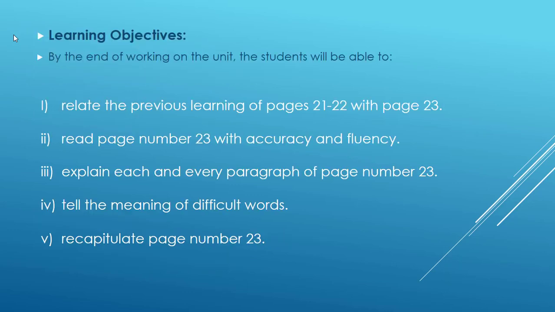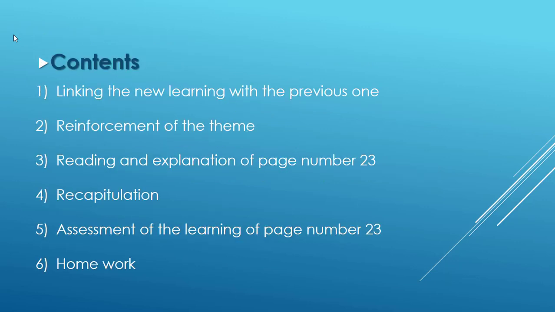Today's learning objectives are: by the end of working on the unit, you will be able to relate the previous learning of pages 21-22 with page 23. Number 2, read page number 23 with accuracy and fluency. Next, explain each and every paragraph of page number 23. Next is tell the meaning of difficult words, and at the end recapitulate page number 23.